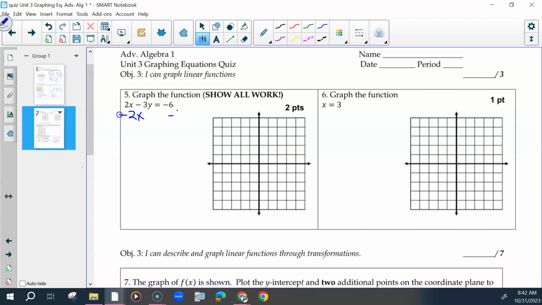So subtracting 2x and dividing everything by -3. If that's not how you did it, don't erase or cross out your work. So if you did it this way, you should have gotten a positive 2/3 x plus 2, which means you would have started at 2, went up 2 to the right 3, and down 2 to the left 3 to get a graph of at least 3 points.